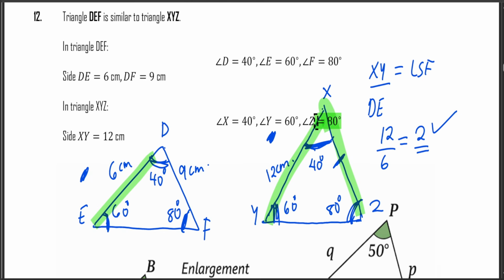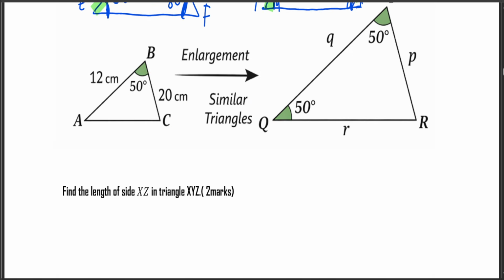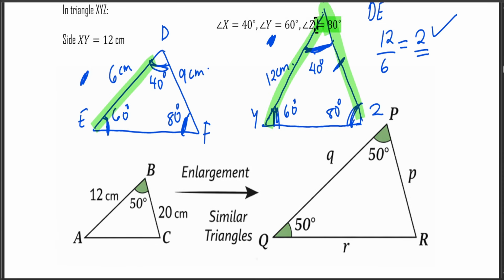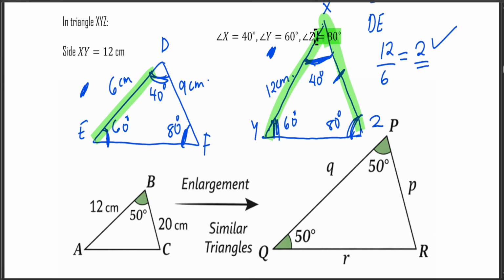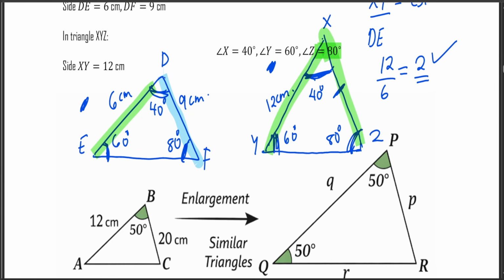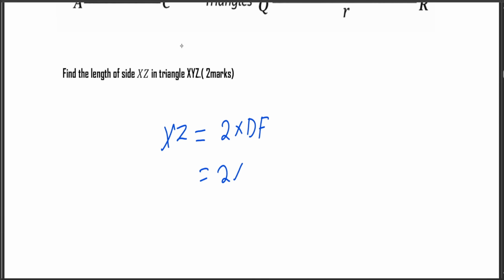Now, if you want to get the answer of XZ, especially you want to get the side XZ, what do you do? Because XYZ is bigger by 2, you take the side which is similar to it, and the side which is similar to it from the first triangle is this one. So that is DF. So you take 2 times the DF, because XZ is 2 times bigger than DF. So DF is 9. So you take 2 times 9, and your answer is going to be 18 centimeter. And that is our answer.